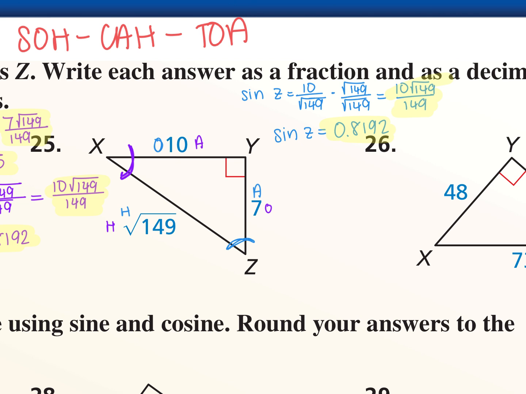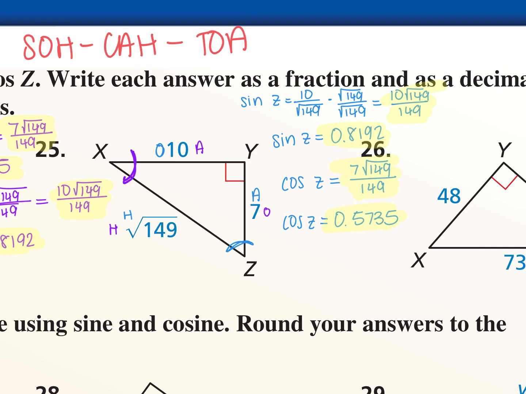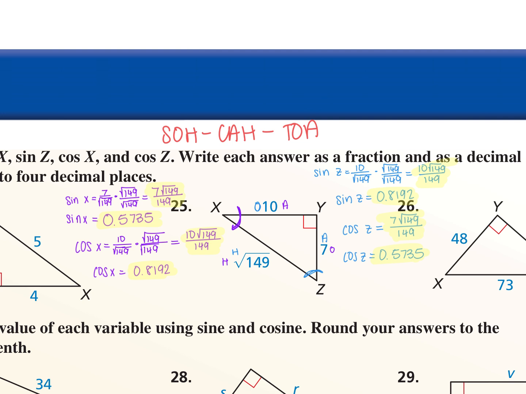And then going ahead and solving for cosine z. Cosine z is going to be the same as sine x, so I'm going to have 7 times radical 149 over 149, still following the same pattern. Cosine z as a decimal is going to be 0.5735. Any questions on this one? Again, you cannot have your radical as a denominator, so please do not make that mistake.